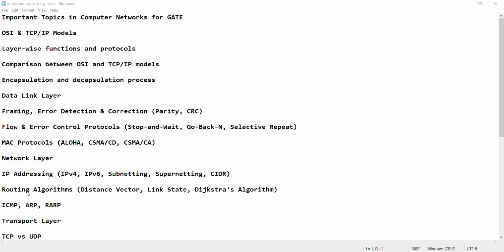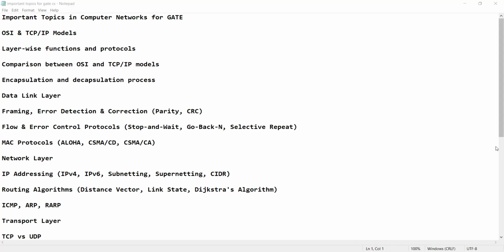From this, MSQs are possible, because MSQs are asked from this topic a few times. So if you want to score well from MSQs in computer networks, focus on these routing algorithms. From routing algorithms, one numerical is possible and MSQs are definitely possible. So if you don't want to miss MSQs, focus on this topic also. Next one, ICMP, ARP, RARP protocols. These are also very important topics from the network layer.